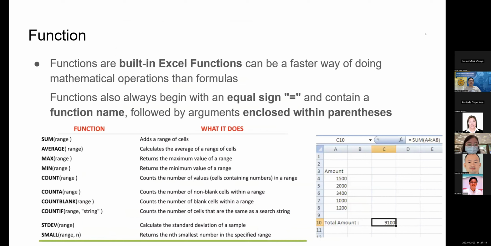As for functions, as compared to formulas, functions in Excel are built-in. They can be a faster way of doing mathematical operations than formulas. As with formulas, functions also begin with an equal sign and contain a function name, followed by the arguments enclosed within parentheses. So here are some examples of the basic functions we use in Excel. Instead of using the plus sign, the minus, asterisk, or divide-by sign, we can use the following terms: sum, average, max, mean, and so on and so forth. Next slide, please.